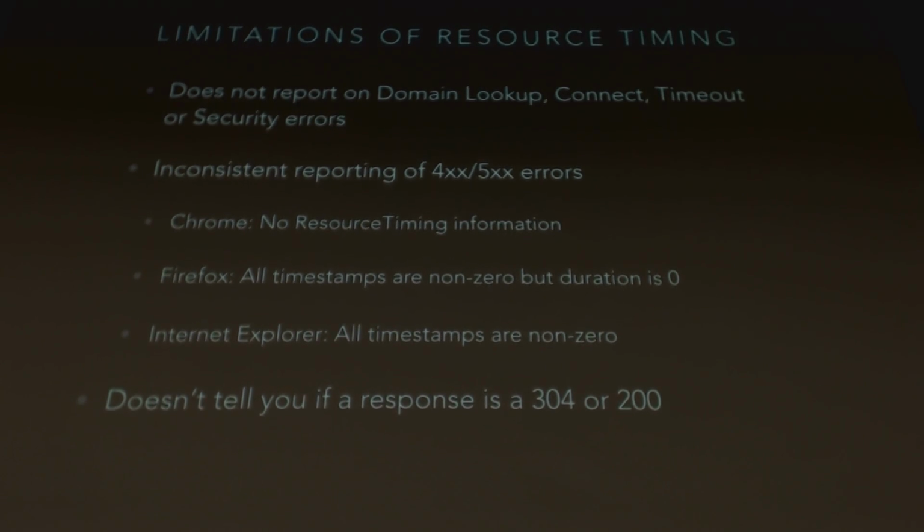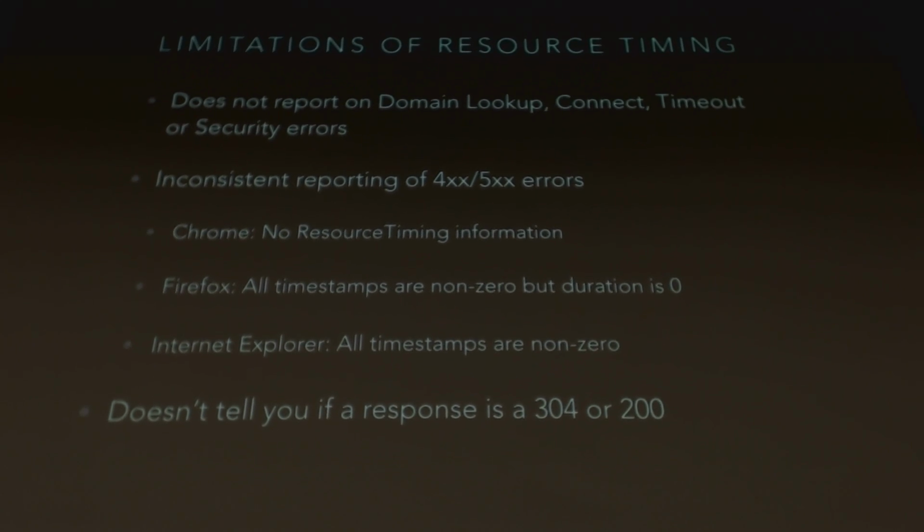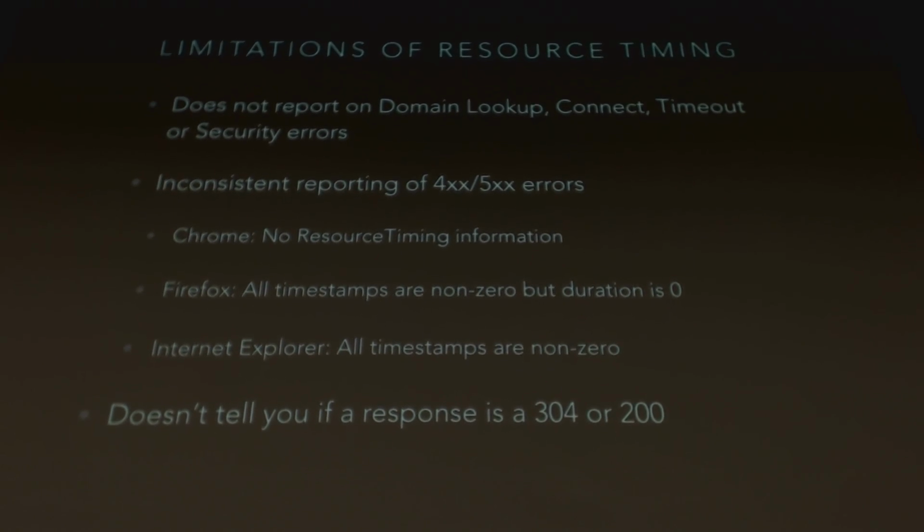And also, it doesn't tell you if a response is a 304 or a 200. So we send a conditional request, right? Saying, send me this content if it's been modified since this date, or if something else is modified. And the response comes back saying not modified, which means you can actually use the cached version. At that time, you don't know whether the response was a 304 or a 200. All you know is that something happened and I got a response.